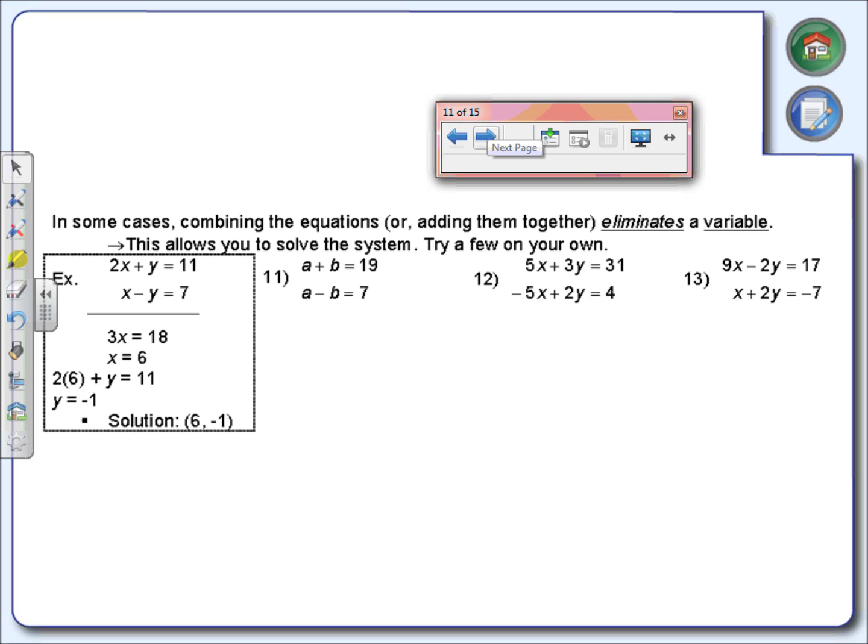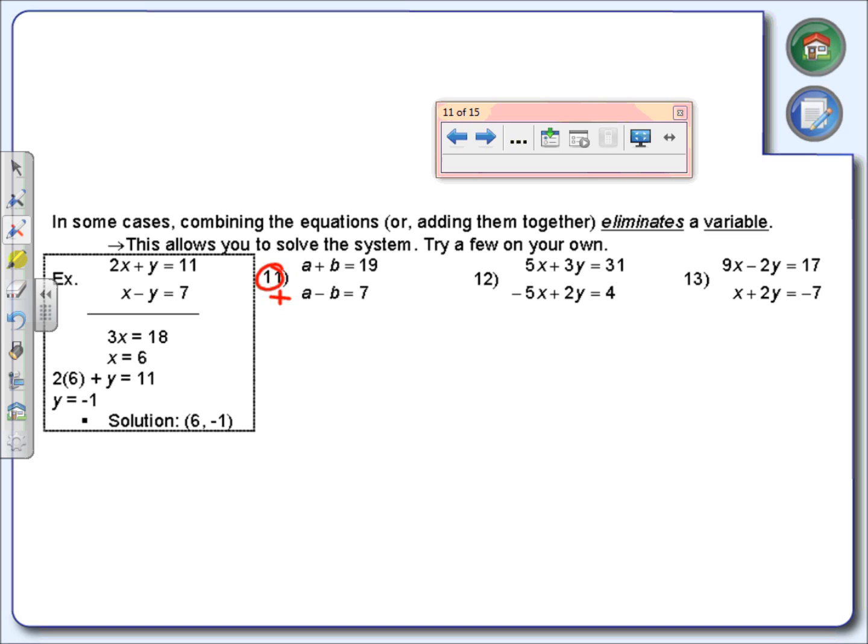Now, elimination. Kiki, what does the word elimination mean? To get rid of. Elimination means we're going to get rid of something. So, if you look at number 11 here, number 11, we're going to use the elimination method. Here's how it works. We're going to take those two equations, and I'm going to add them.